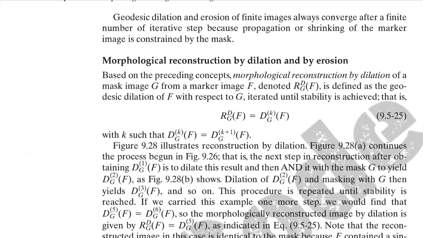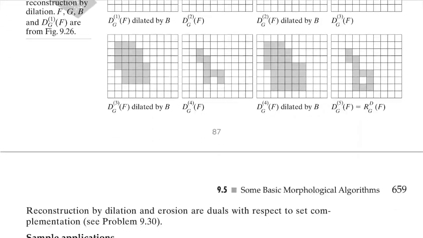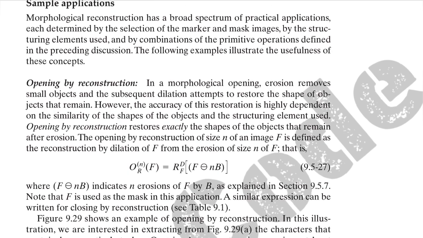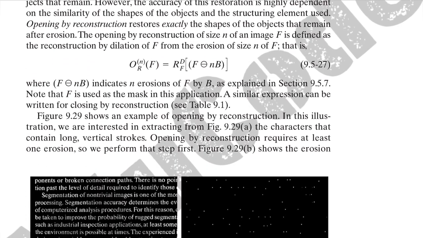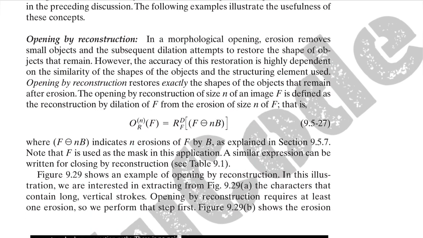So next we have the morphological reconstructions. Again, it's the same thing only. So what are some of the sample applications? Some of the sample applications: first is opening by reconstruction. So opening by reconstruction is mainly a technique where you try to restore the shape of objects after your erosion operation, where you remove all the small objects and everything. Opening by reconstruction is mainly defined as the reconstruction by dilation of the erosion image.